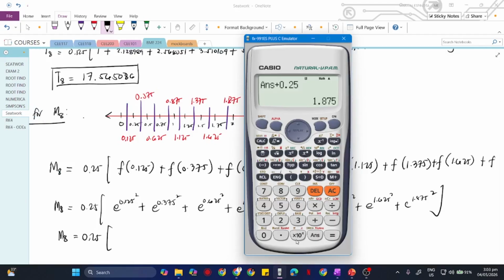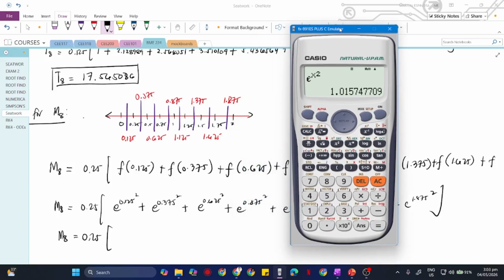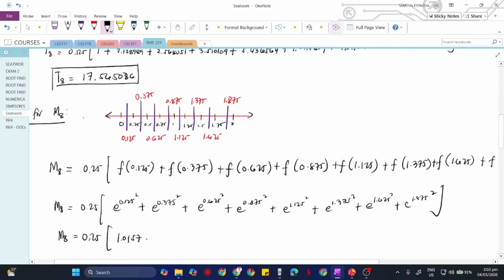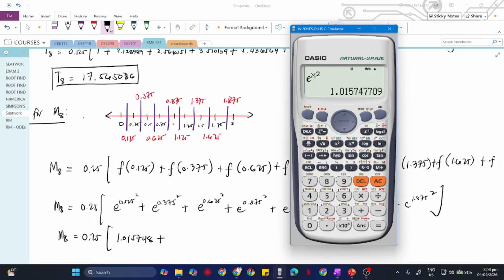So, kuha natin yung calculator. Ulit tayo. Alpha e raised to the power of x. Sorry, this is x square. Okay? Calc natin 0.125. You would get 1.15748. Okay? Plus, okay, sandali lang class ha.